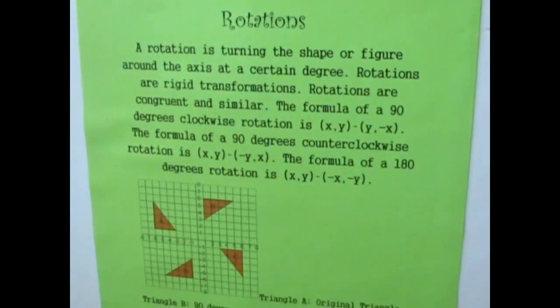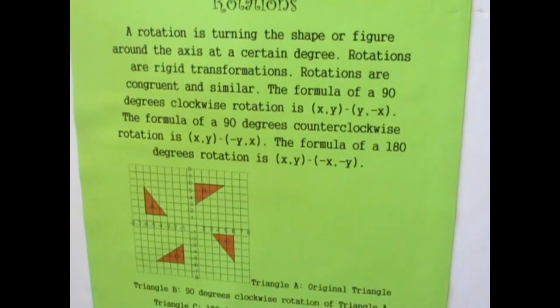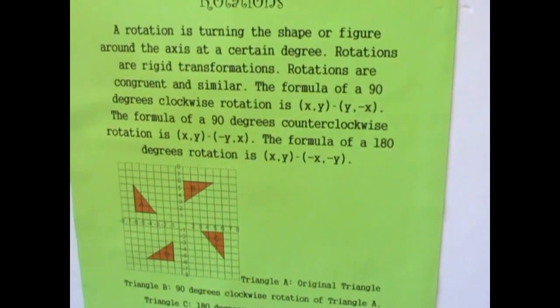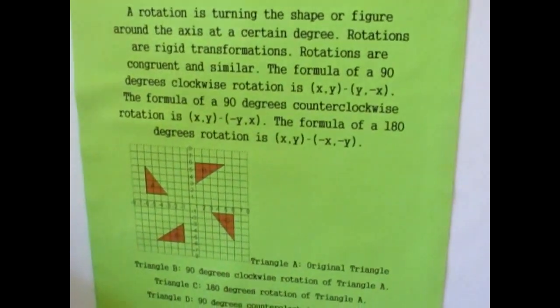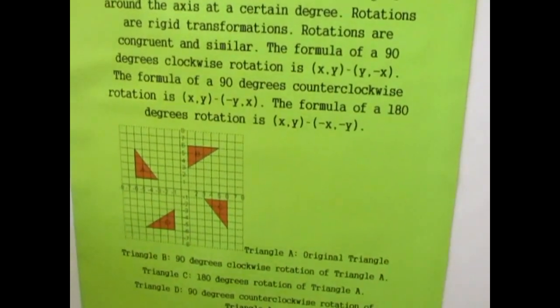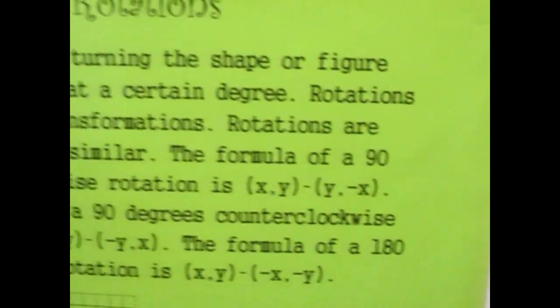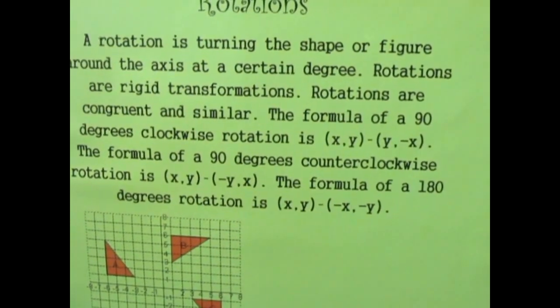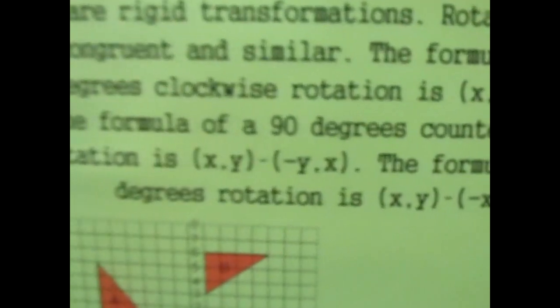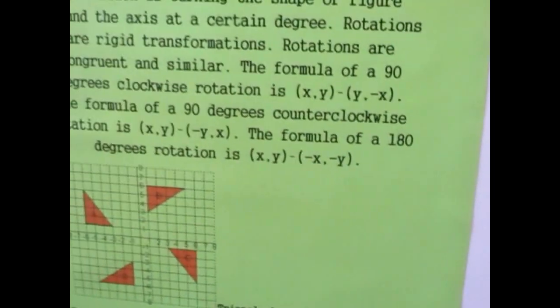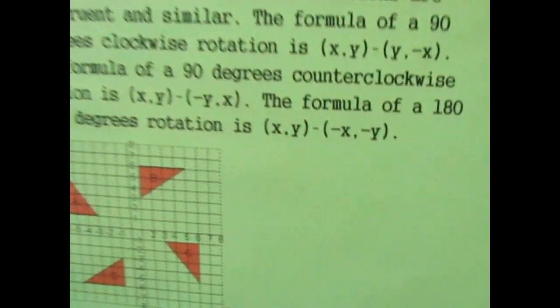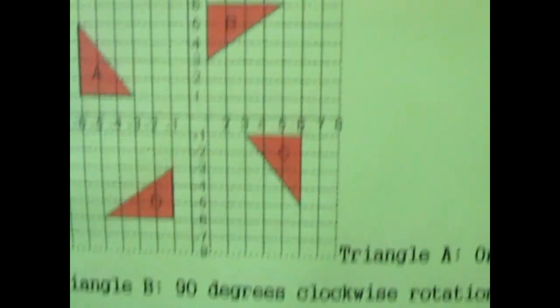Rotations. A rotation is the turning of a shape or figure around the axis at a certain degree. Rotations are rigid transformations. Rotations are congruent and similar. The formula of a 90-degree clockwise rotation is that. The formula of a 90 degrees counterclockwise rotation is that. The formula of a 180 degrees rotation is over here. This would be a rotation.